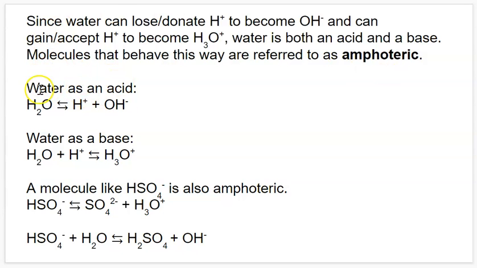So in this case, we show water behaving as an acid where it's losing one of its hydrogens to become H plus and OH minus, or we can look at water being a base and gaining a hydrogen ion and becoming H3O plus. Water isn't the only thing that's technically amphoteric. Things like this HSO4 minus can give up its H and become SO4 2 minus sulfate plus hydronium, or it can gain a hydrogen from a water molecule. It can pull it off and become sulfuric acid and a hydroxide.